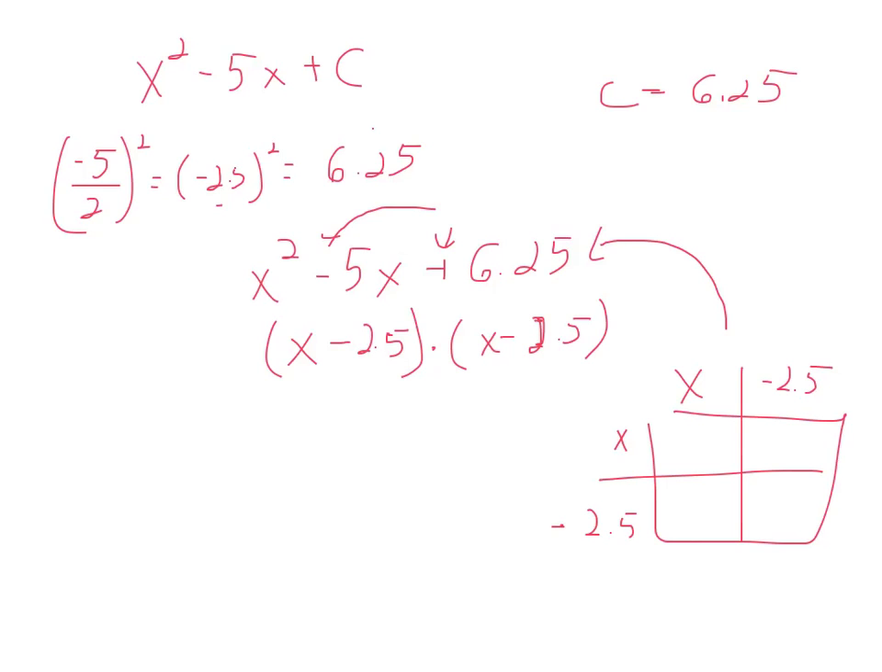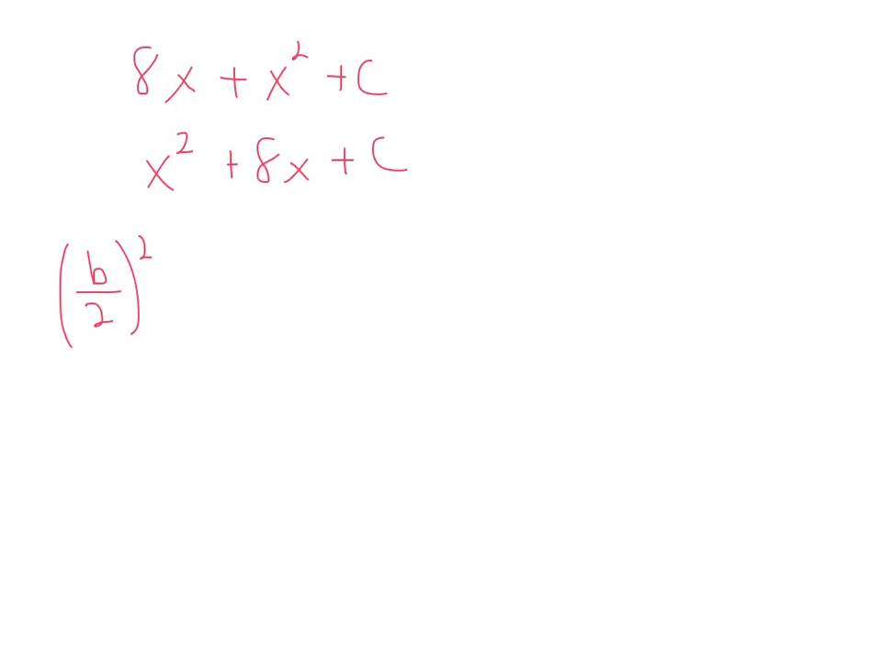Okay. Last example. Alright, it is find the value of c to complete the square. It gives you 8x plus x squared plus c. Well, what do we have to do first? We've got to rearrange it. X squared plus 8x plus c. Okay. So, to find the value of c that will complete the square, right when you see those words complete the square, you should be thinking, oh, b over 2 squared. That's that missing piece that will complete the square.